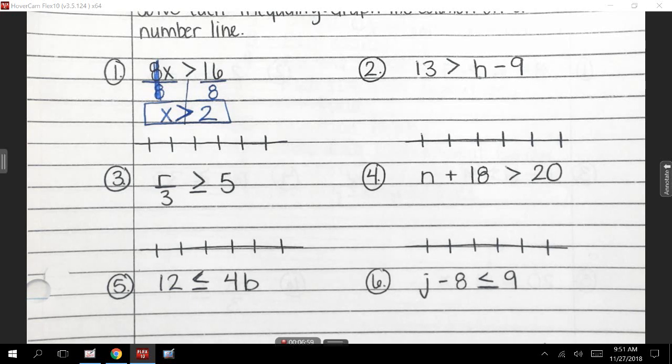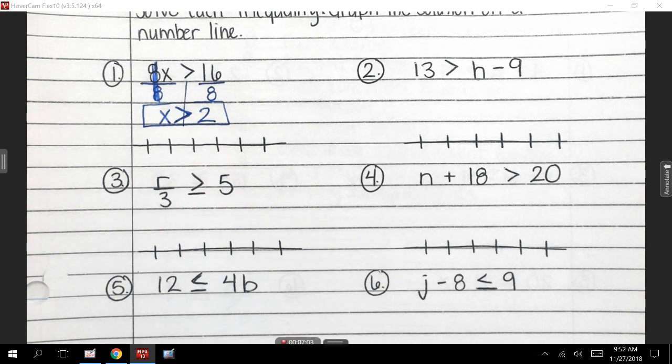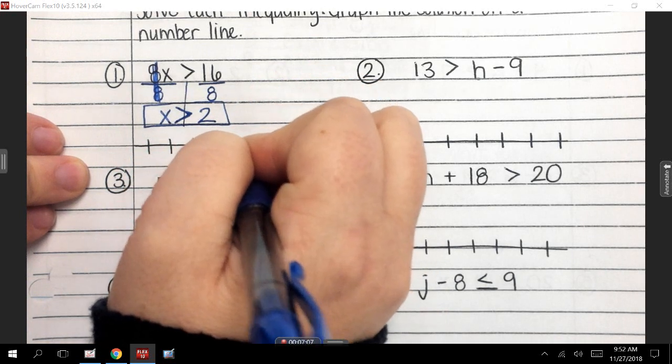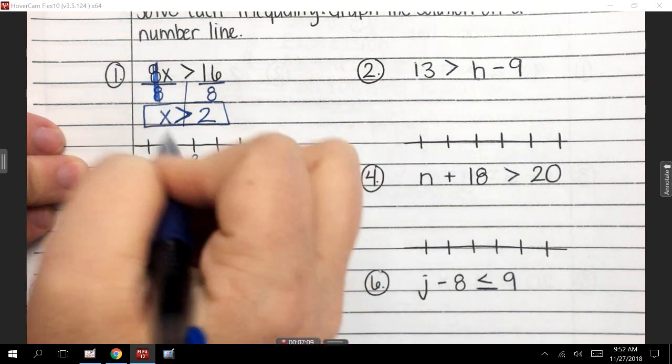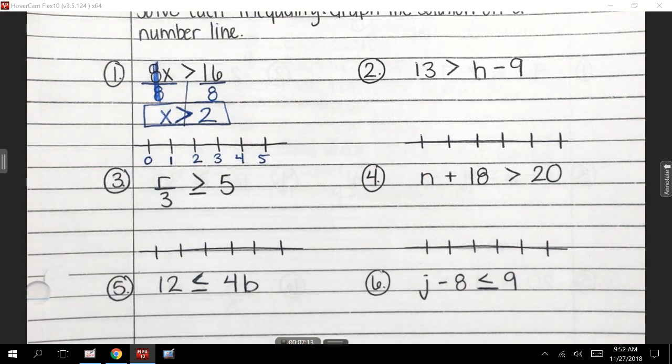Yesterday we learned how to graph these. 2 is an important number, so I want 2 near the center of my graph. So I'm going to put 2, 3, 4, 5. And then in front of 2, I'm going to fill that in with 1 and 0. So let's make sure we filled in our graph.